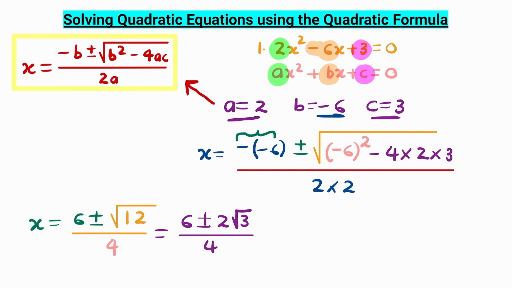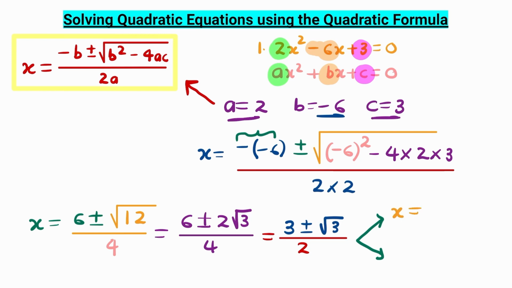Here can you see that 6, 2 and 4, all three of them are divisible by 2. Since all the terms are divisible by 2, we can divide everything by 2. So what is 4 divided by 2? 4 divided by 2 is 2. And then 6 divided by 2 is 3, plus or minus 2 root 3 divided by 2, which is just root 3. So we have two solutions here. We can take the positive square root for one solution and the negative square root for the other solution.